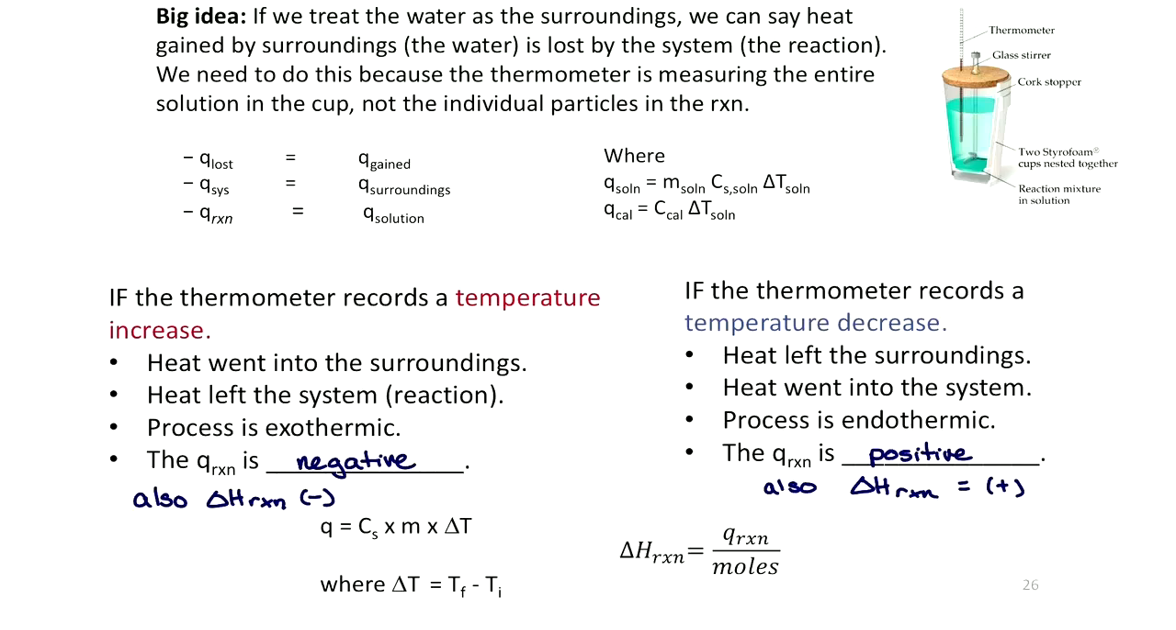Or conversely, if you do a reaction and the temperature on your thermometer goes down, it means that the surroundings are losing heat, right? So that means your reaction is gaining heat. So what is the sign of delta H in that instance where the temperature on the thermometer goes down? Positive. It's an endothermic reaction. This is super important: using your intuition to just get the sign right.